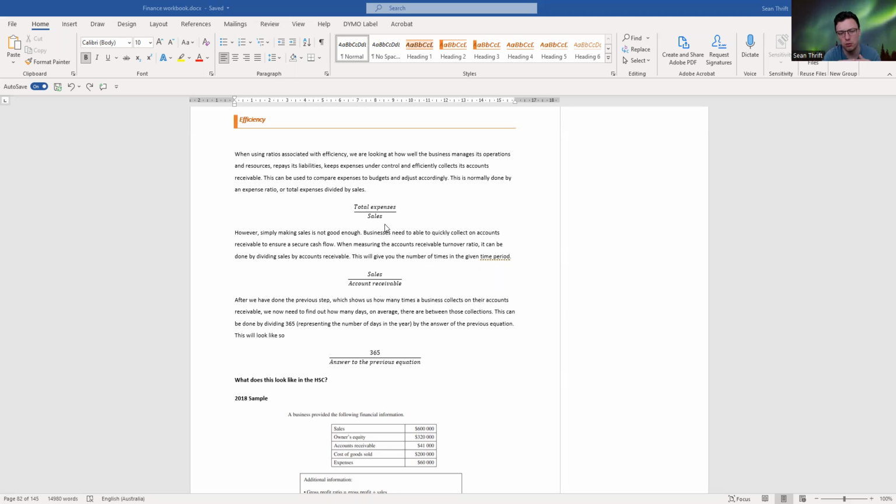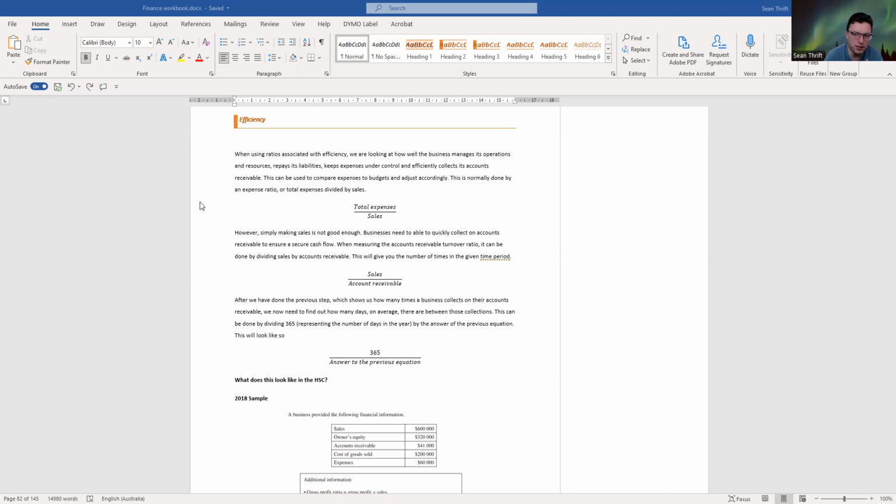Now, typically, we want this to be as low as possible. If it's lower, it means our expenses are lower, therefore we can be making more money. Now, you can leave this as the fraction that it comes out as, or you can choose to multiply it by 100 over 1, which will give you the percentage. Personally, I prefer the percentage. I think it just looks nicer, but you can leave it as the fraction if you want to, and we'll go through that when we get through some samples.